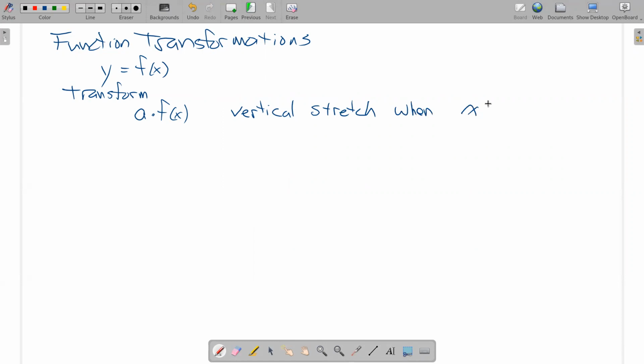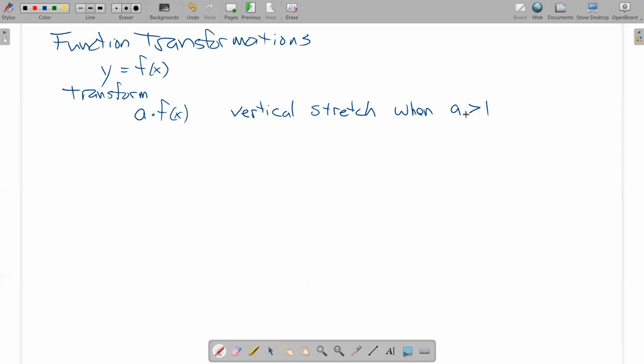When a, not x, when a was greater than 1. If I multiply by 1, nothing happens, right? 1 times something is itself. If I wanted to get a compression, then I would have to multiply by a fraction. So a fraction would be less than 1. And the problem with just thinking about greater than or less than 1 is that it leaves out the idea of a negative, which we'll look at in a second.